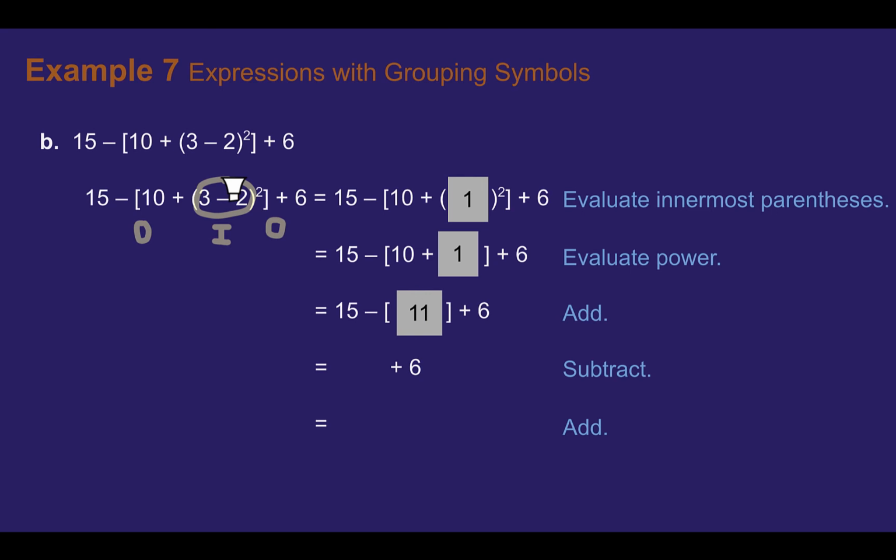Once you've simplified everything in the grouping symbols, you can get rid of the grouping symbol. Here, they just left it. So we have 15 minus 11 plus 6. Now, order of operations says left to right for add and subtract. So 15 minus 11 is 4. Finally, 4 plus 6 is 10.